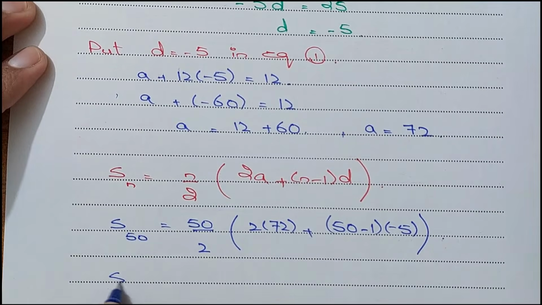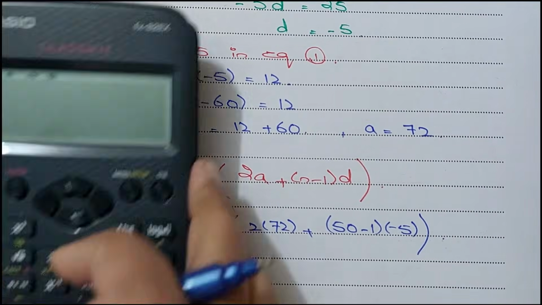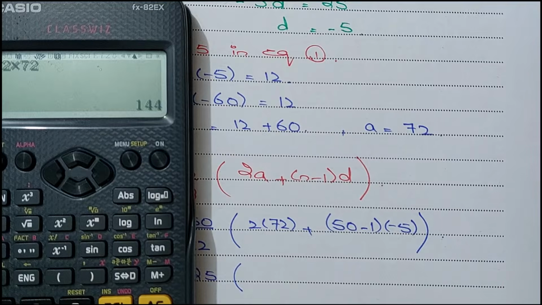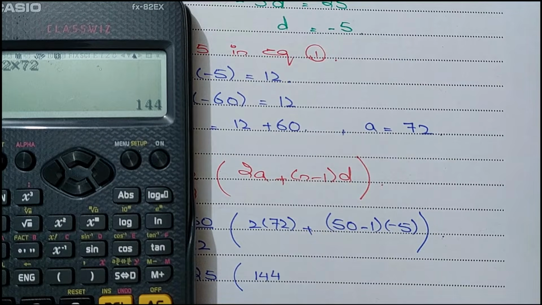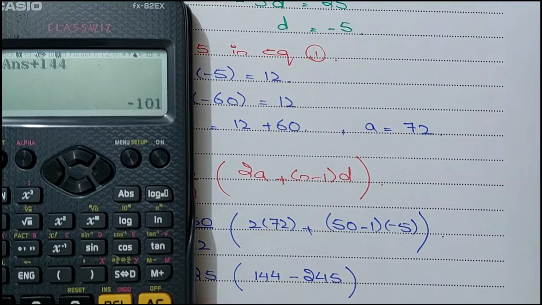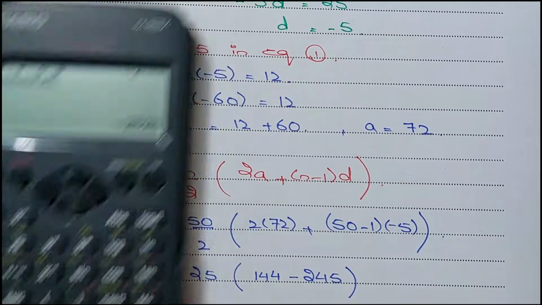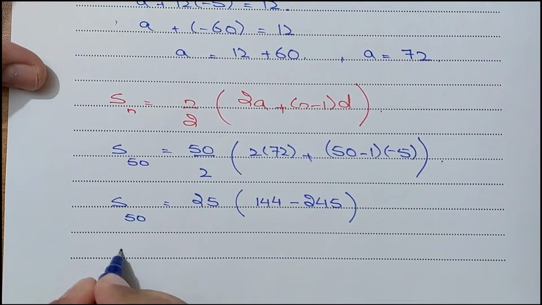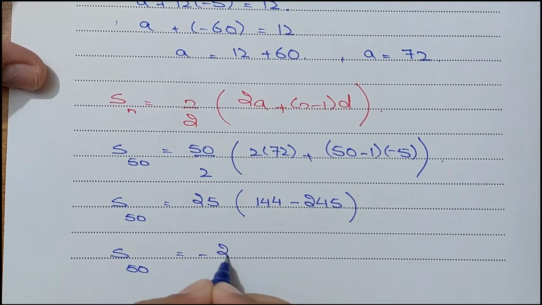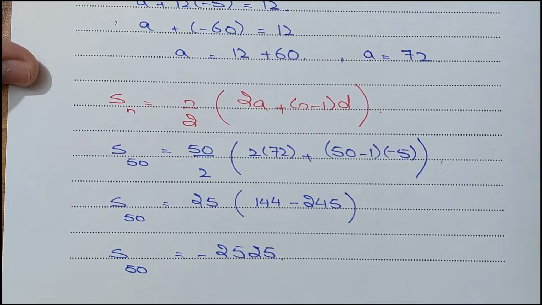So S50, 50 by 2, this is 25. Let me simplify. 2 times 72, 144. 50 minus 1, this is 49, times -5, minus 245. Adding, 144 minus 101, times 25, this is minus 2525. This is the sum. So S50 is minus 2525. This is the sum of the first 50 terms of the progression.